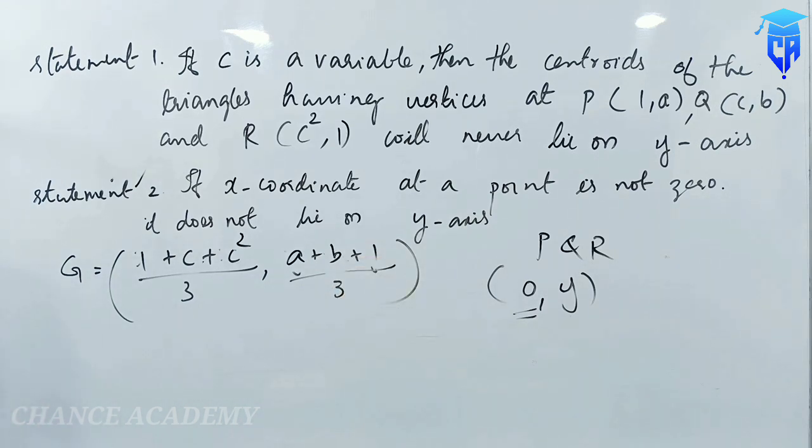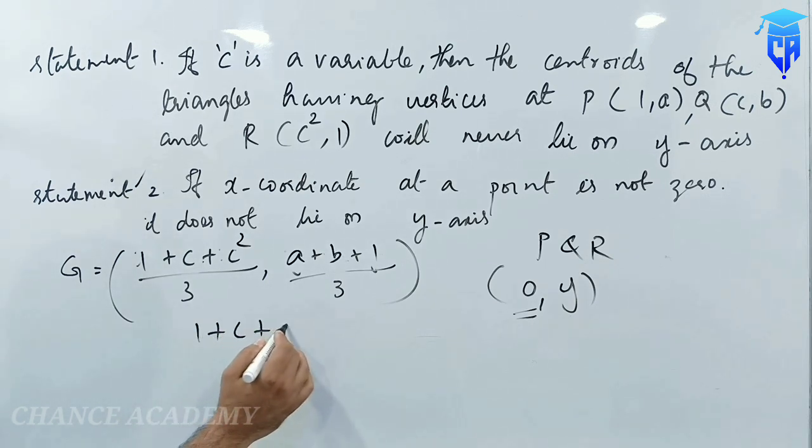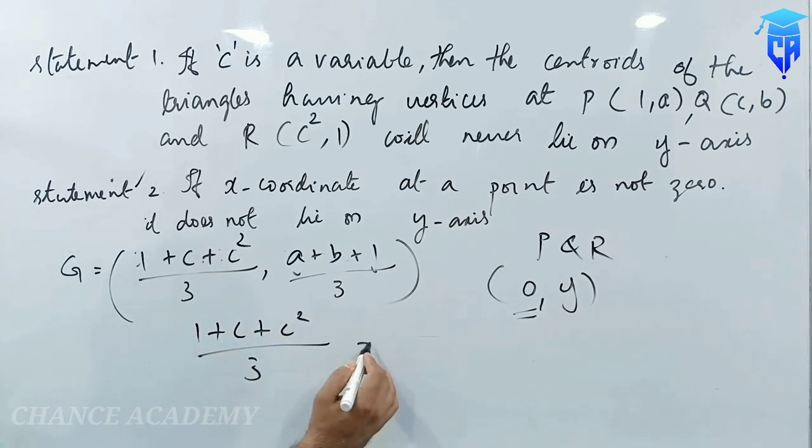So nothing is mentioned about a and b, only about c. If c is a variable, it means a and b can be constants, and the centroid will never lie on the y-axis, meaning its x coordinate cannot be equal to 0. That means 1 plus c plus c square by 3, if this is equal to 0, this point will be on the y-axis. But will never lie means this is not equal to 0. And c can take any value.